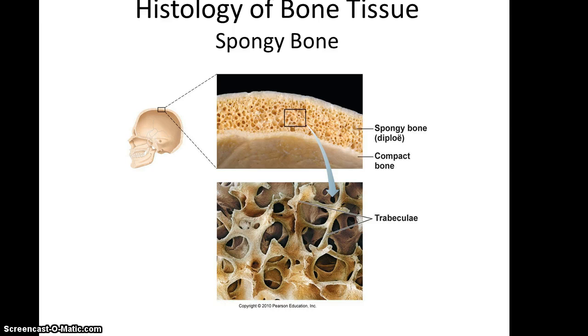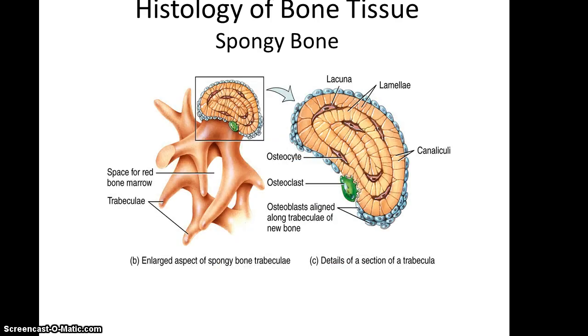Spongy bone is different from compact bone in that it has lots of open spaces within it. And those structures of the bone part are referred to as trabeculae. They are similar in that they have the lacunae, they have lamellae, they have the canaliculi, but they lack any central canals. They don't have an osteon structure.